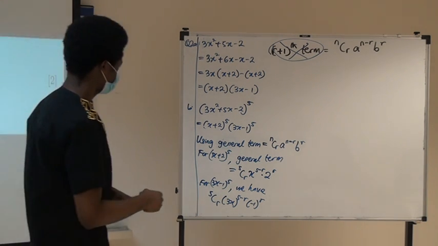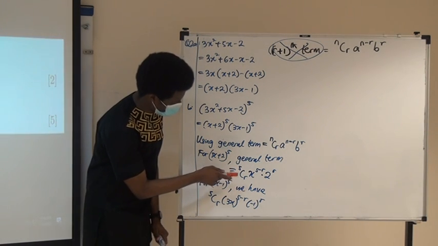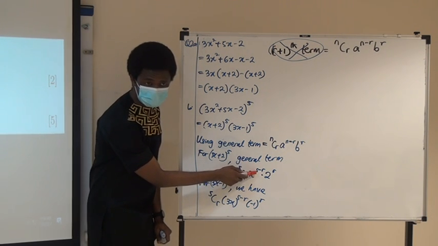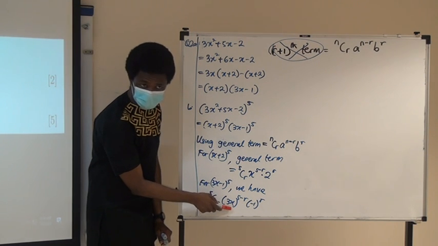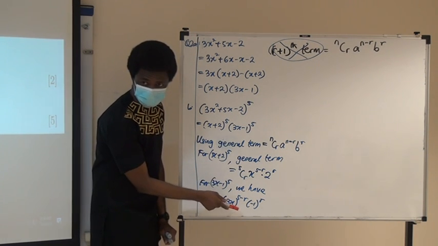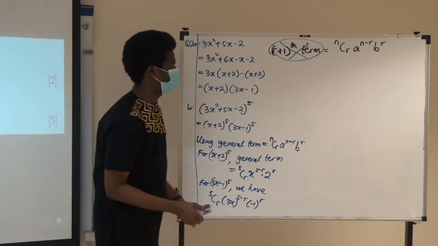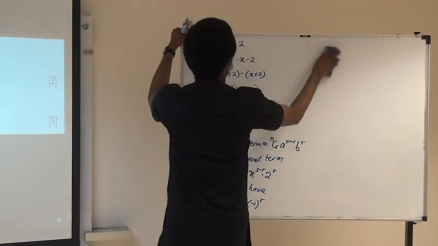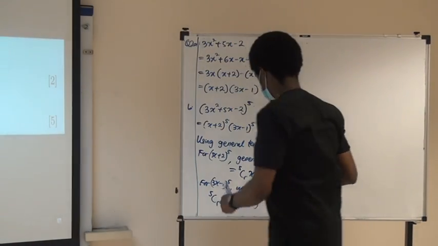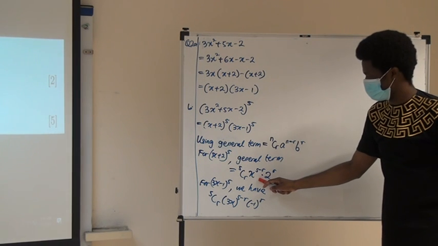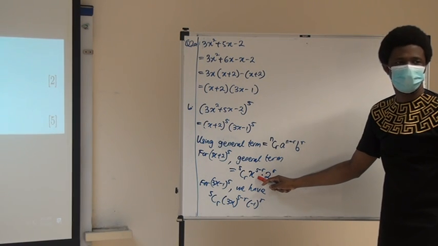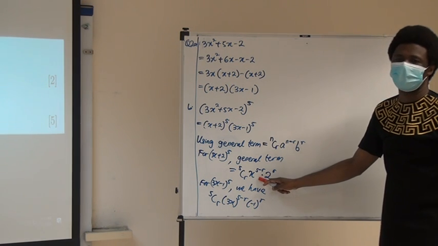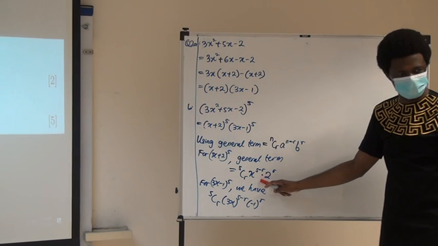Alright, so here we will consider when the power is 4 and when the power is 5. Here we consider the same thing, so the 4 of this times the 5 of this. You get what I mean? So when is this power going to be 4? That's when r is equal to 1. Okay? When is this power going to be 5? When r is equal to 0.